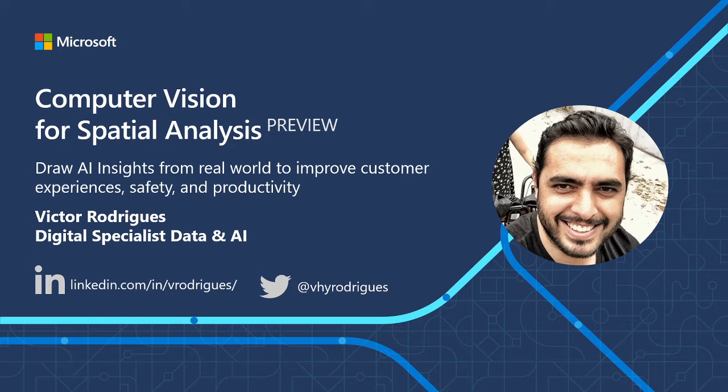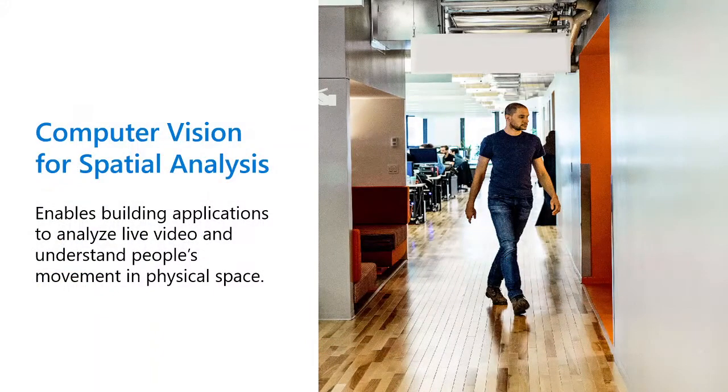That's great. Let's get started with spatial analysis, which enables you to draw AI insights from the real world. Spatial analysis helps organizations maximize the value of their physical space by understanding people's movements and presence within a given area. It allows you to ingest video from CCTV or surveillance cameras. You run AI operations to extract insights from the video streams and generate events to be used by other systems.